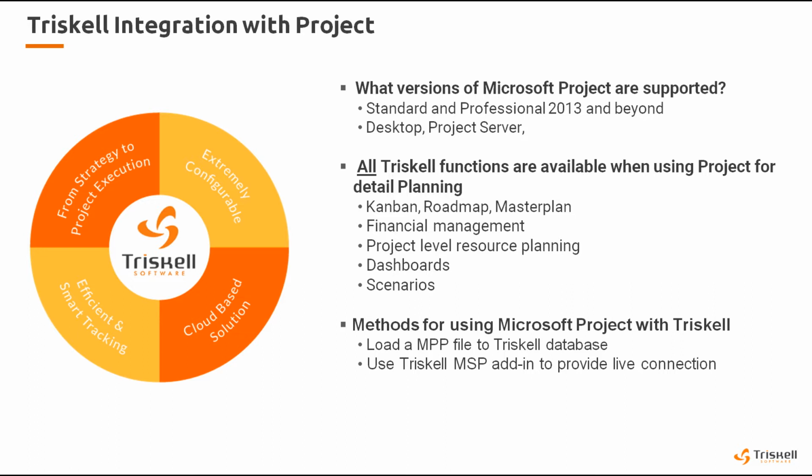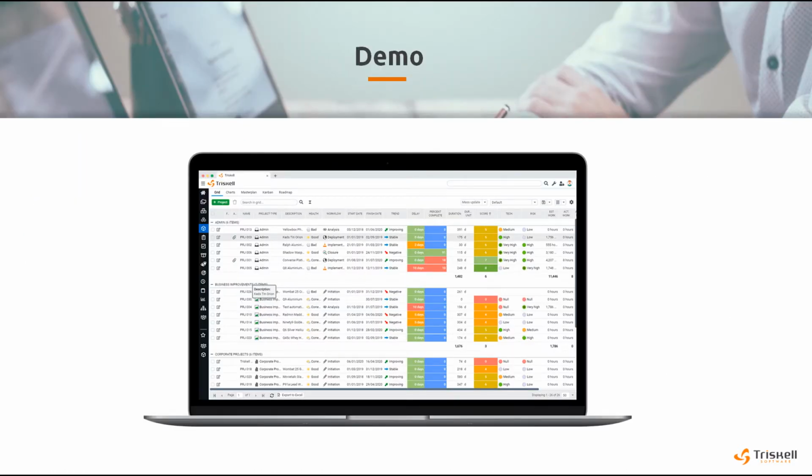just as if you had used the Triskell functions themselves. There's two methods for integrating with Project. One is you can directly load an MPP file to the Triskell database, and it is then stored in the database and available for all of the Triskell functions. You can also use the Microsoft Project add-in that we supply, and that provides a live connection to the data while you're using Microsoft Project. And now we'll go into the demonstration.